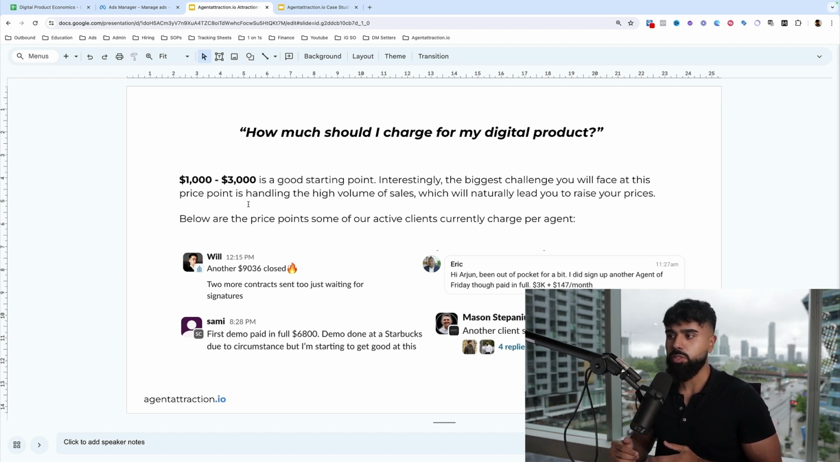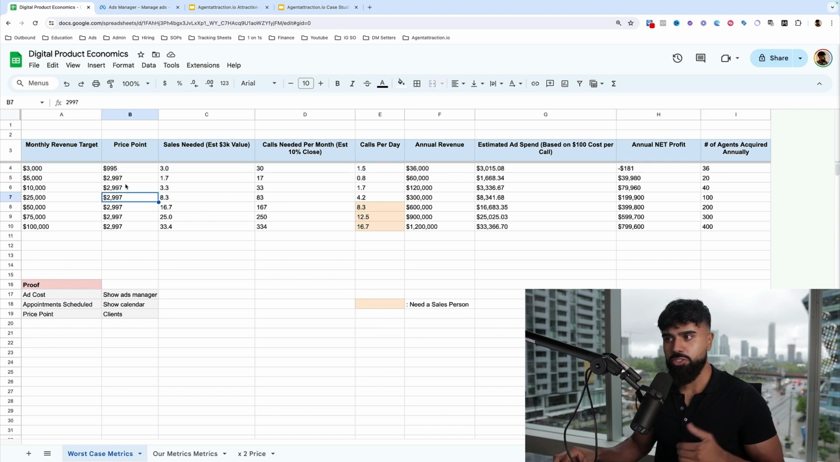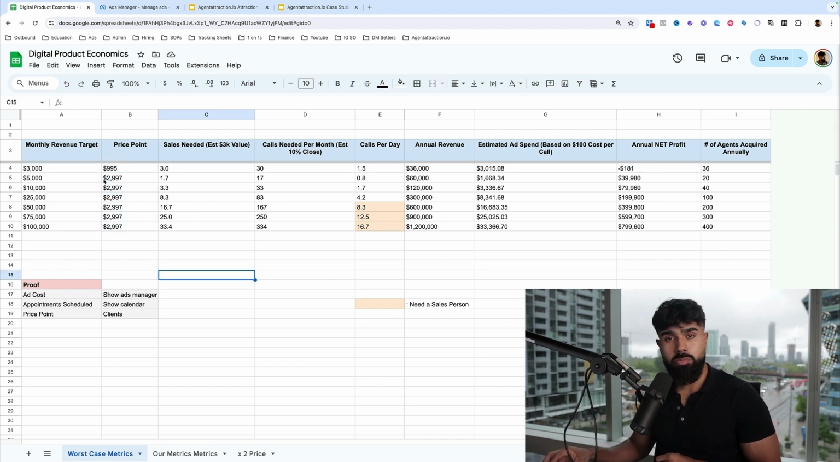If you take a look at Will, he's around the 9 to 10K price point. Eric is charging 3K. Sammy is charging about $6,800, but I do know that he upped his prices as well. Mason is bringing in clients for about $7,800. But I'm just going to use $1,000 to $3,000 to go with the worst case scenario. In order to make $3,000, you will need to make 3 sales per month if you're charging $1,000.